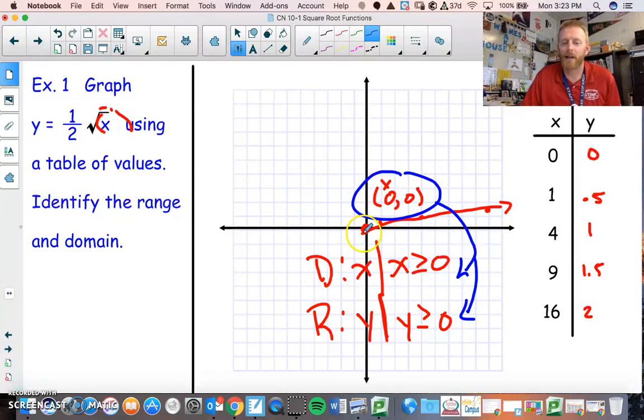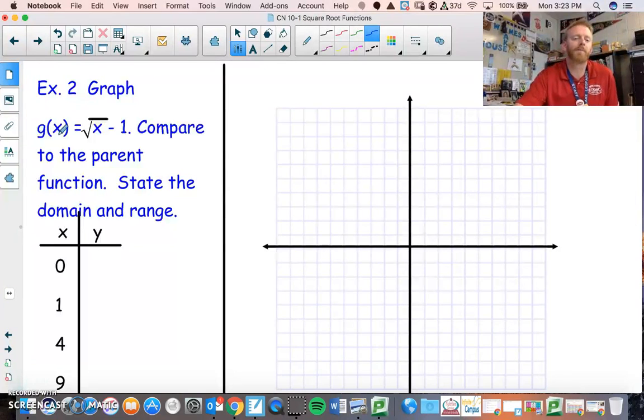You notice that this was not reflected. It stayed going up just like the parent graph would be. And it's also just a little bit more shallow. So it's a dilation of a half because of the factor of 1/2 in front. All right, let's try another one.